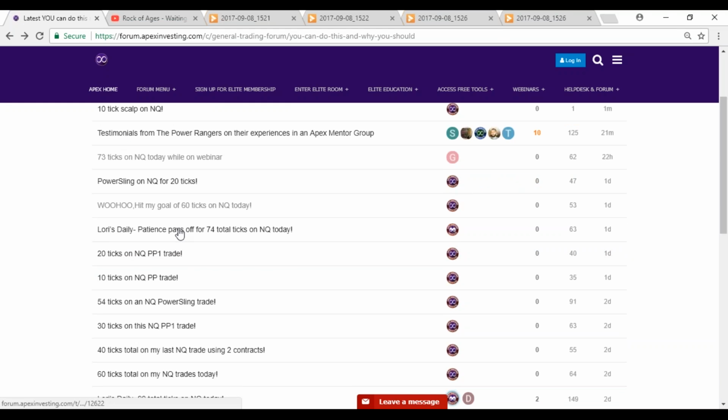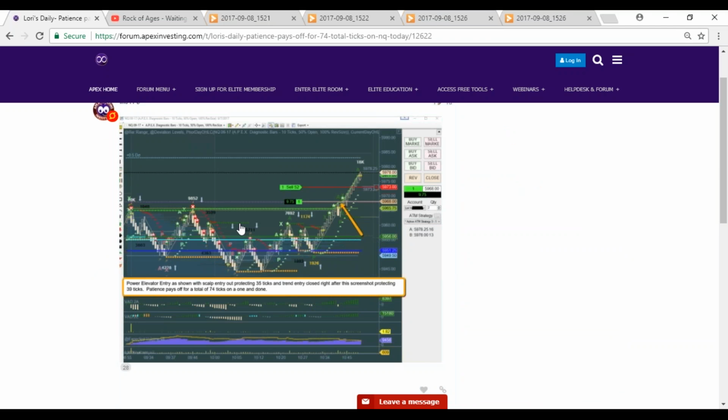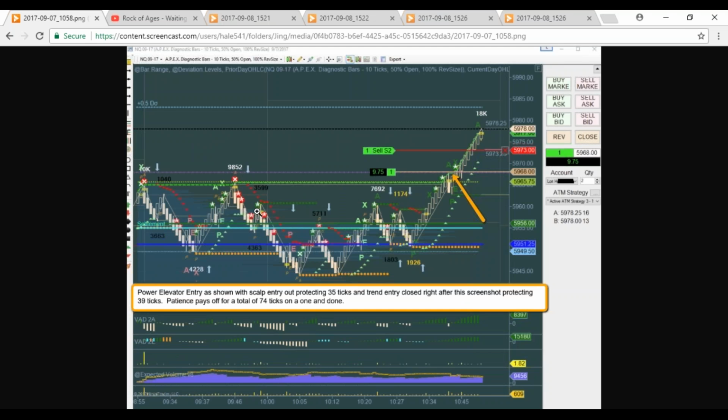And there we go. There's Queen Lori again. Patience pays off, 74 ticks on NQ. These are all in there, showing off these trades, showing the entries and why she entered. And, what was that, power elevator there? Yeah, power elevator entry right there, protecting 35 ticks. Then I got 39 on the other one, 74 ticks, one and done. Okay, one and done. Notice something here real quick, guys, and this is off subject. Oh, wow. Yeah, almost 10 points, 74 ticks, one and done.